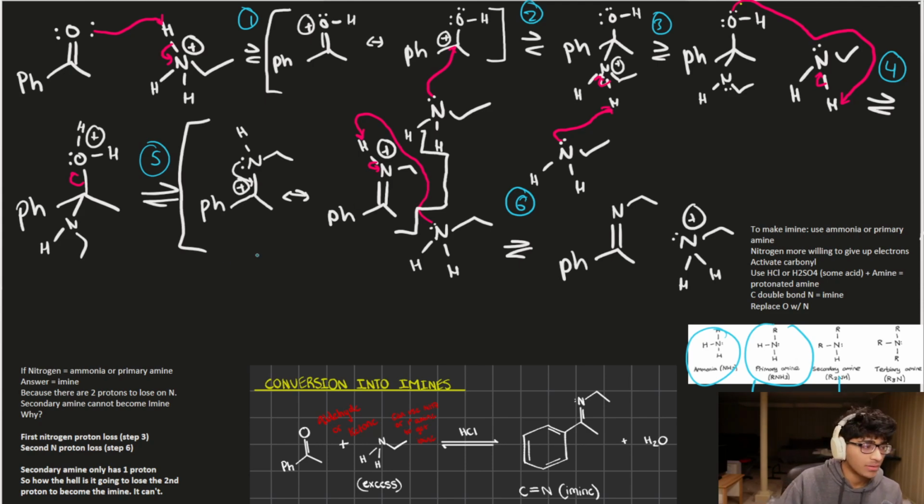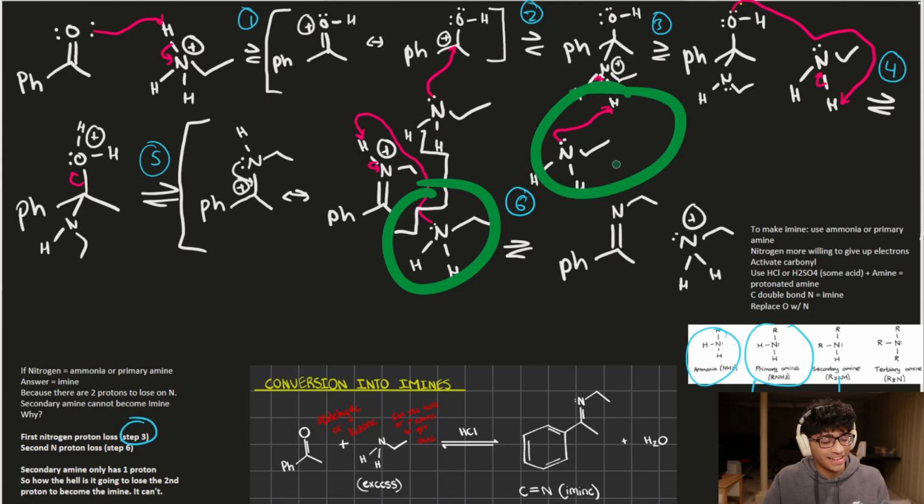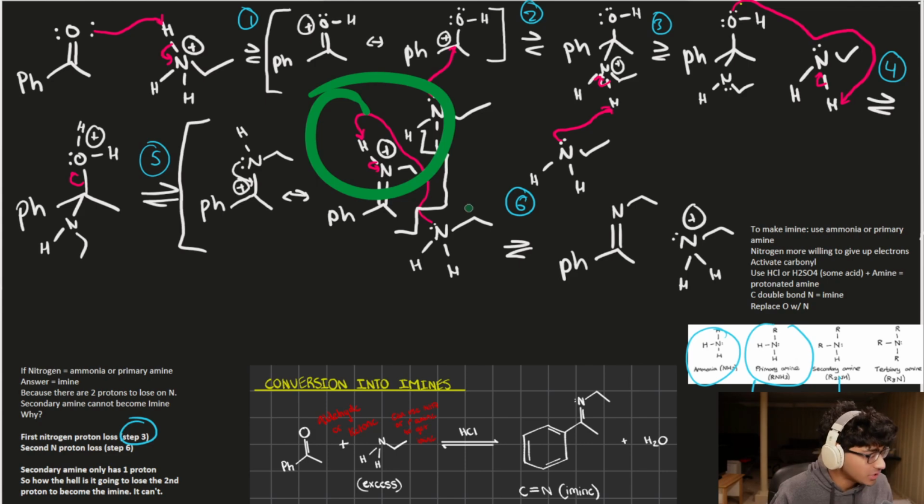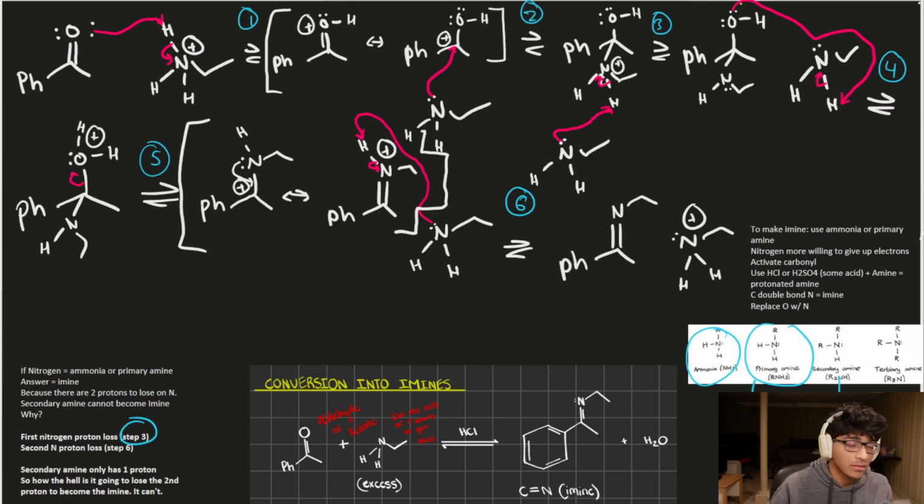Look, I put it in the notes right here. In step 3, we have the first nitrogen proton loss. We lost our first hydrogen. Great. And in step 6, we have to lose another hydrogen to become the imine. Why did my arrows go there? Yeah, this is step 6. I'm bugging. I was looking at this. This is step 6. The H is leaving. It's being taken away from the nitrogen. So that's why an imine forms.